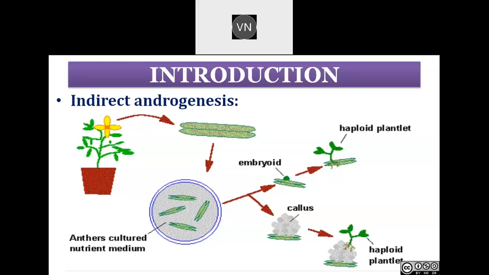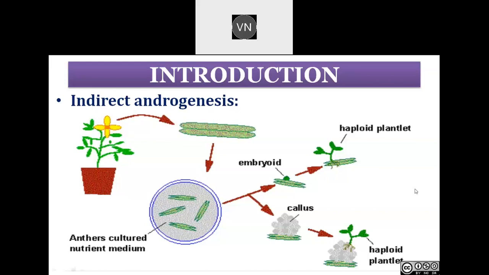Here, let's understand the word androgenesis. Androgenesis is the development of haploid plants via anther or pollen culture. When we go for anther and pollen culture, there is a probability that the explant will directly give rise to embryoids, or it will give rise to a callus, and after that we can go for plant regeneration. When we culture pollen grains, and embryoids develop and give rise to a haploid plant, that is direct androgenesis. All other routes are indirect androgenesis.